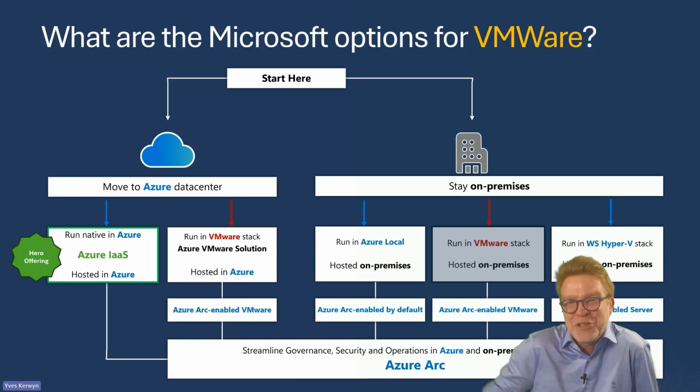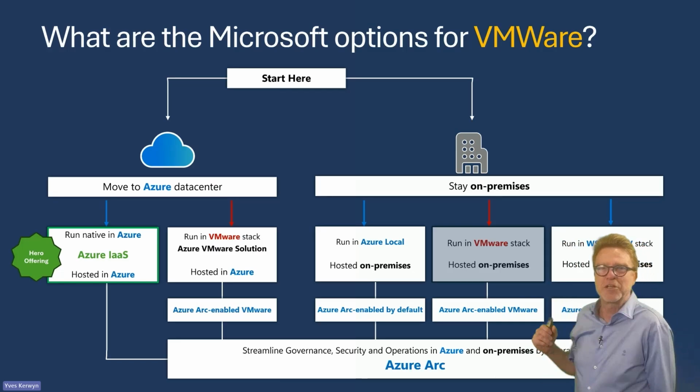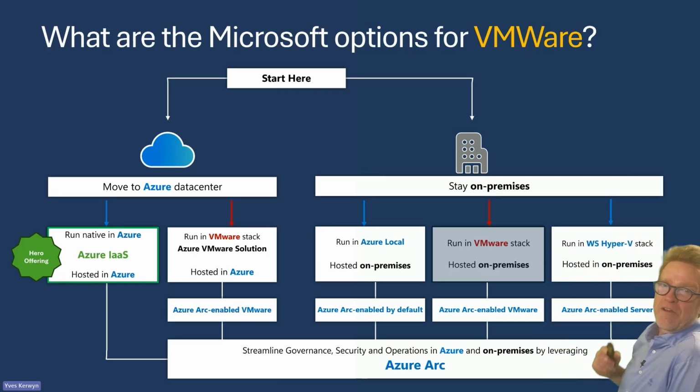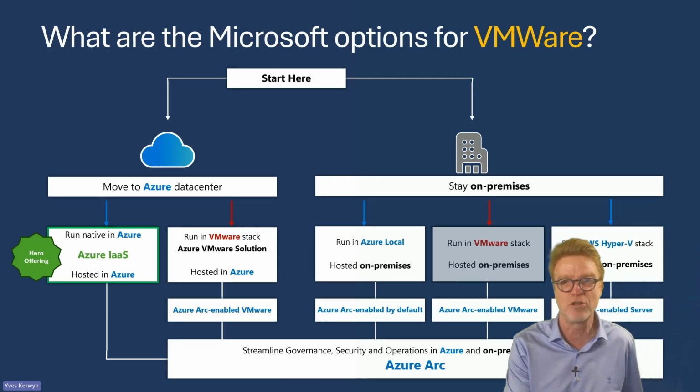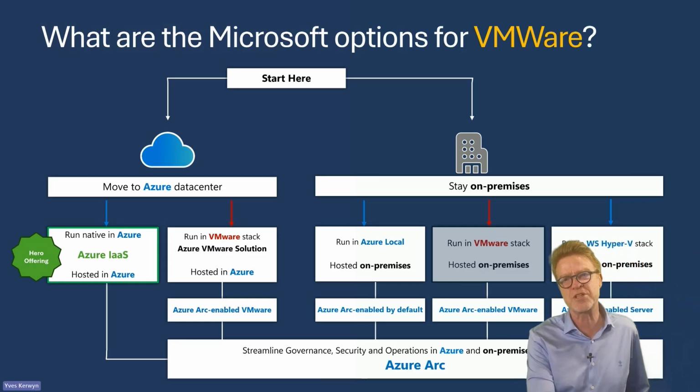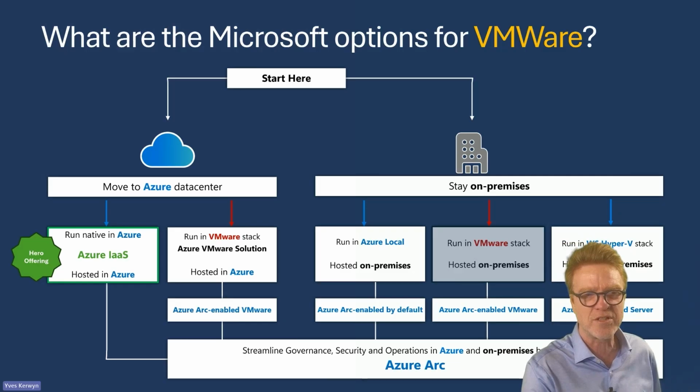You can of course still do that, but it's grayed out a little bit. I don't think you want to do that. And then of course you can go to your own on-premises Hyper-V. And if you do not understand Hyper-V, Microsoft is all about Hyper-V.